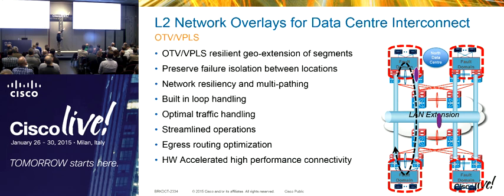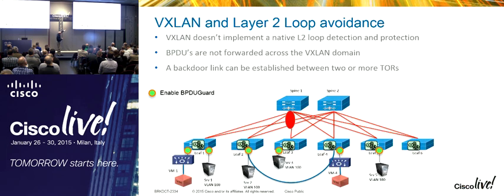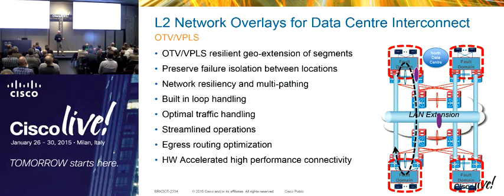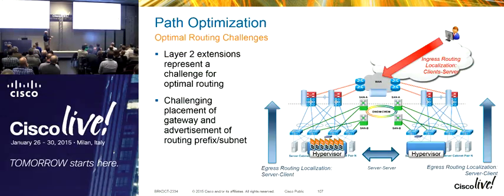OTV, though, what I like about OTV is that in this case, I can't have a loop, because there's a control protocol that's blocking all that. A control protocol that's stopping spanning tree, a control protocol that's suppressing ARPs, things like that. So OTV actually fixes a lot of things for me. It handles all the broadcast duplication, loop handling, egress route optimization. It's all built into it.